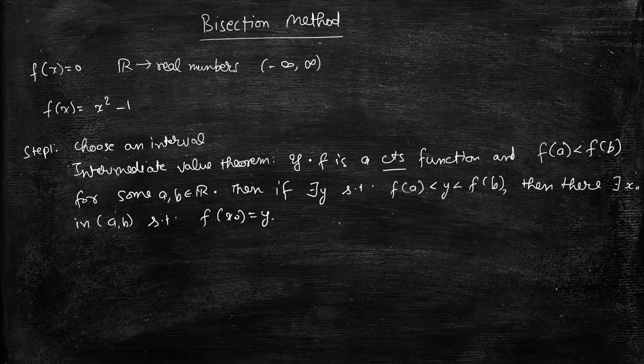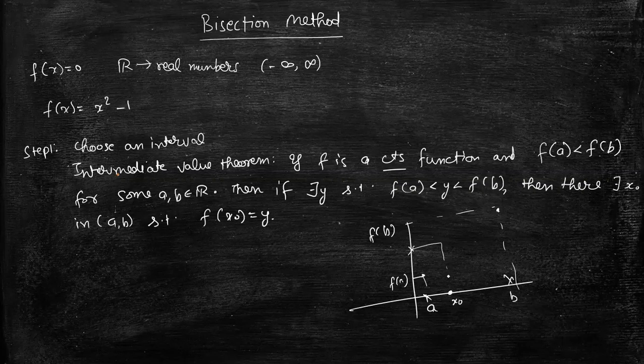What does this mean? Suppose we have a function f, here we have a, here we have b. f(a) has this value and f(b) has this value, something like this. It is given that our function is continuous. This means if we take this value of y, then the intermediate value theorem says there exists some x, let's say this, such that f(x node) is equal to this value. This x node can lie anywhere, we don't know about it, but the theorem guarantees the existence of x node.